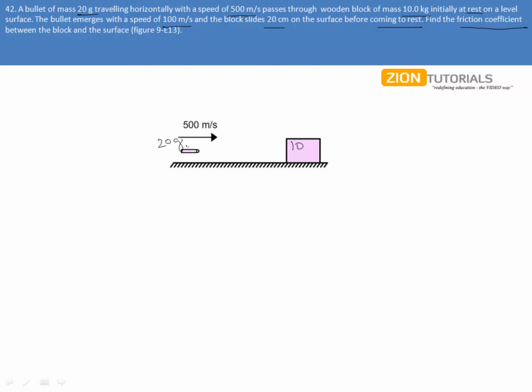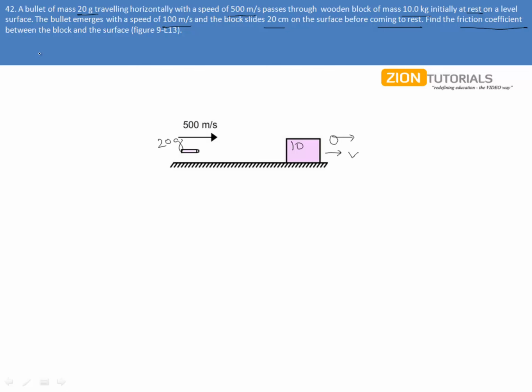Friends, we have the bullet moving with a velocity of 500 meters per second, and the block is at rest. But when the bullet comes out, it moves with some velocity, which has been given as 100 meters per second. And let us suppose that this block moves with some velocity v once that bullet comes out.